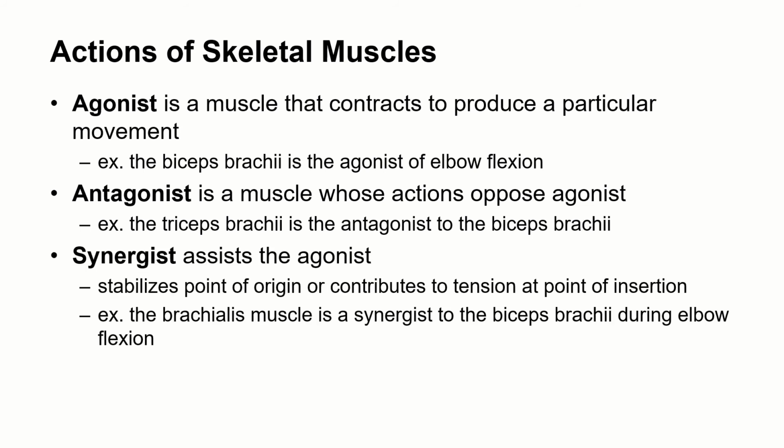There's one other term, and that's the synergist, and a synergist is a little helper muscle. Synergists are smaller muscles that help the agonist do their job or stabilize a joint or a structure. So the brachialis muscle is a synergist to the biceps brachii during elbow flexion when the hand is supinated. And we'll talk more about that when we get to the arm muscles.